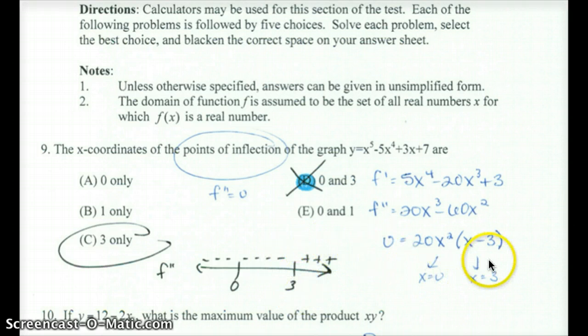Even though both 0 and 3 are inflection points, at 0, the function's concavity doesn't change. It briefly hits a saddle point, but it actually continues concave down even after that saddle point. So 3 only. You also could have done this by graphing the first derivative and looking for the max and min values.